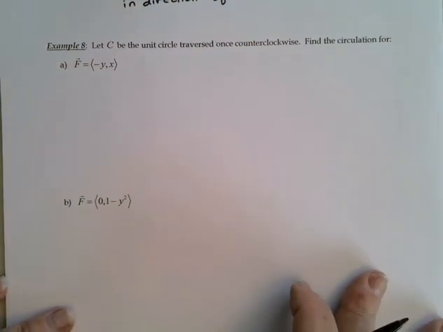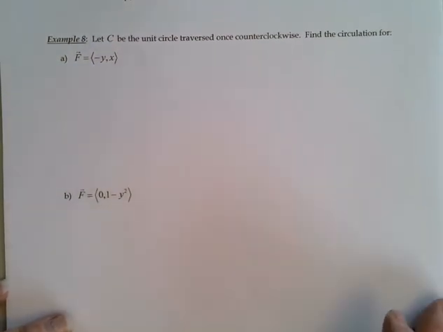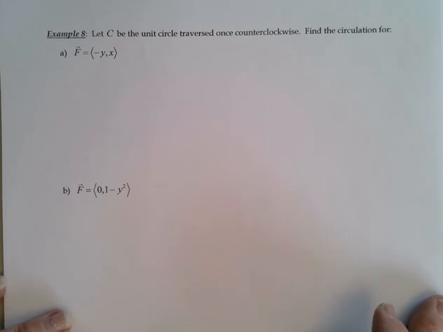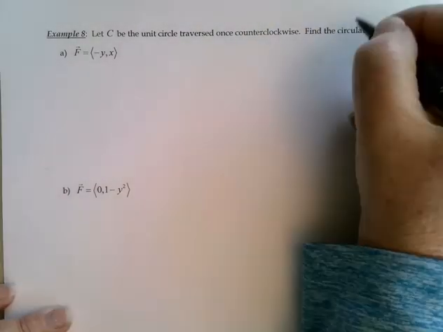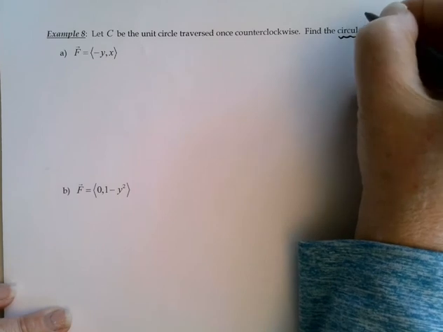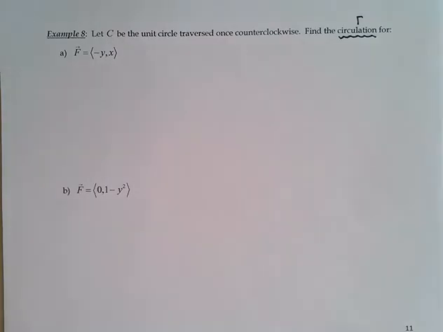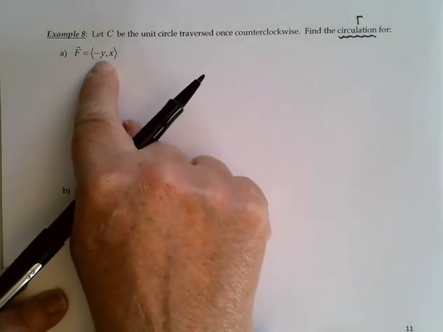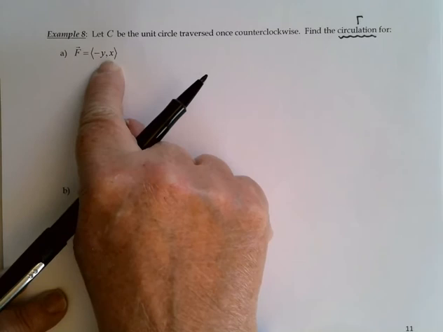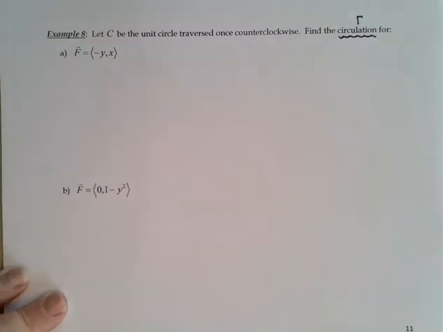So in example 8, C is the unit circle traversed once counterclockwise, and we're asked for circulation. As soon as we see circulation, we know it's that F dot r prime dt that we're integrating again. Notice here F is our rotational field, minus y, x. This is somewhat similar to a problem that we've already done. Bear with me, it'll only take a couple of minutes because I'd like to compare it to part B.